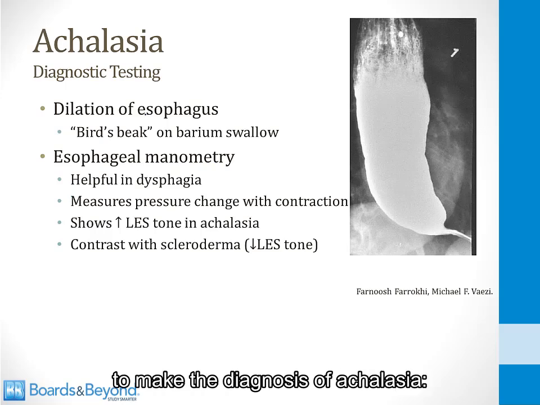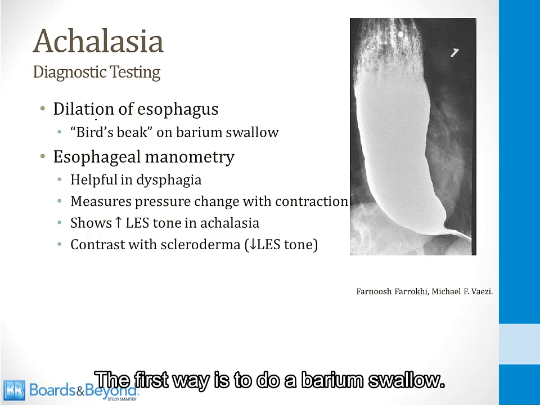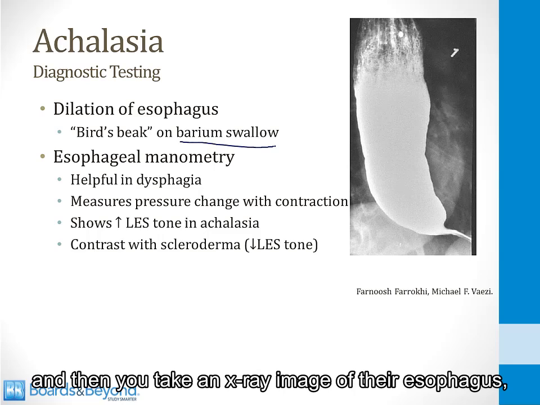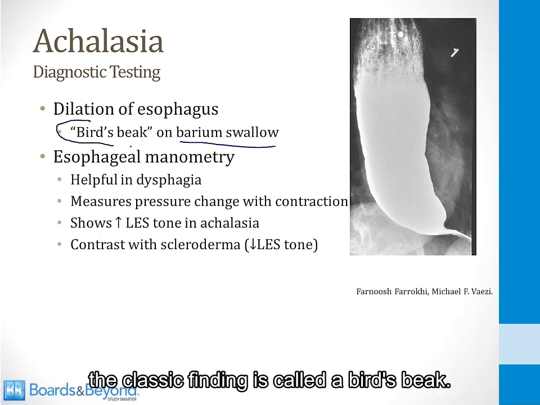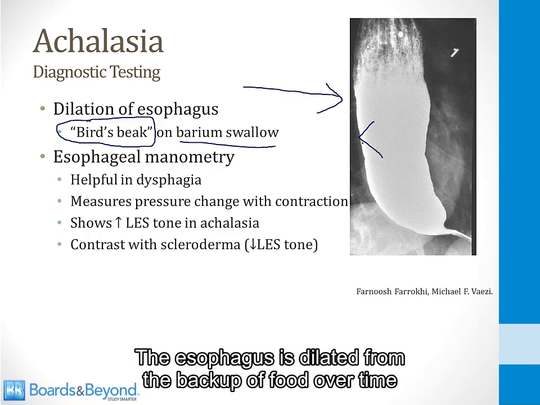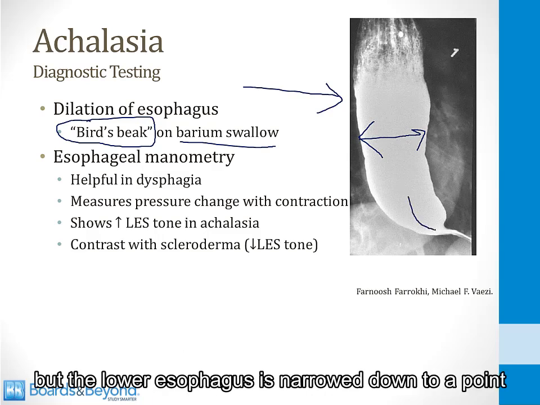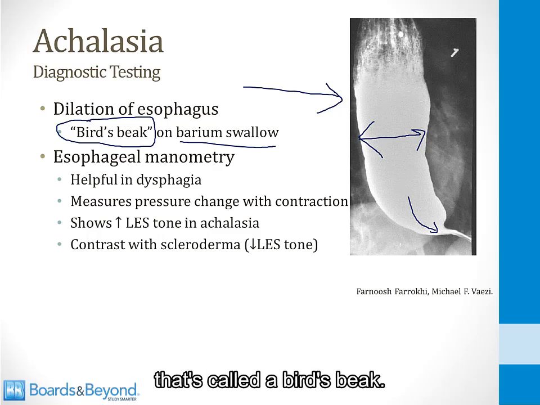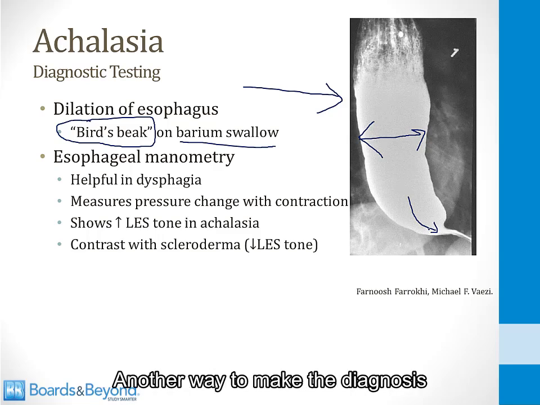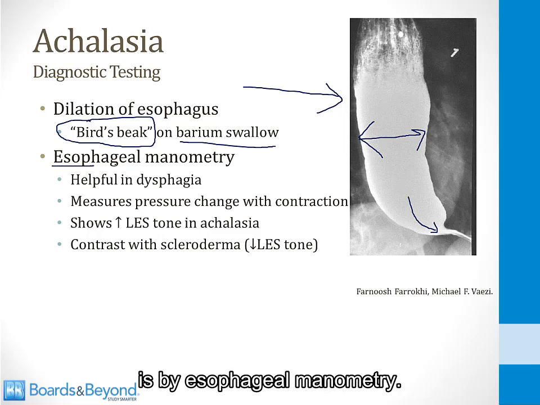There are a couple of ways to make the diagnosis of achalasia. The first way is to do a barium swallow. If you ask the patient to swallow barium and then you take an X-ray image of their esophagus, the classic finding is called a bird's beak. It's shown in this picture on the right side of the screen here. The esophagus is dilated from the backup of food over time, but the lower esophagus is narrowed down to a point. That's called a bird's beak, and the reason it's narrowed is because that lower esophageal sphincter is tight and closed. Another way to make the diagnosis is by esophageal manometry.